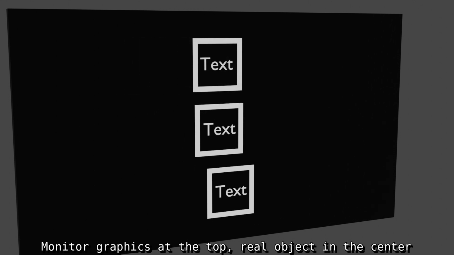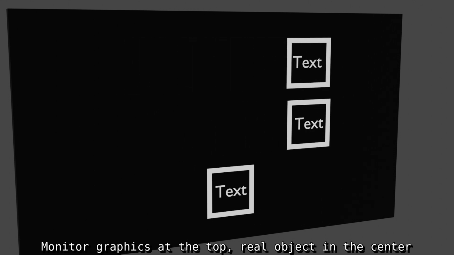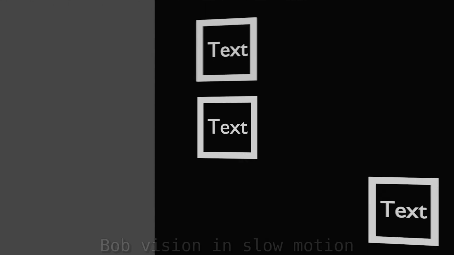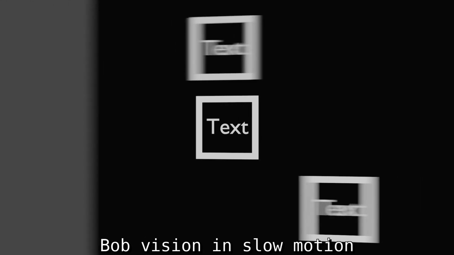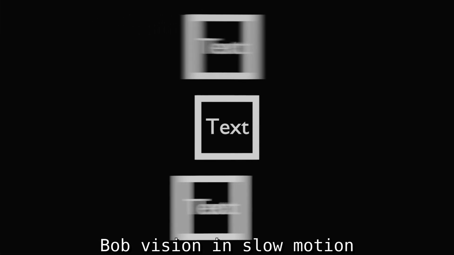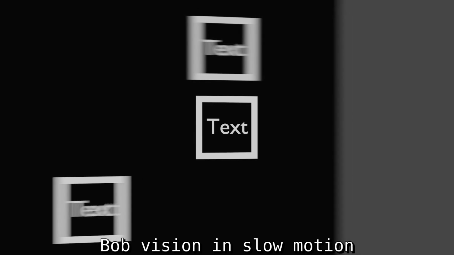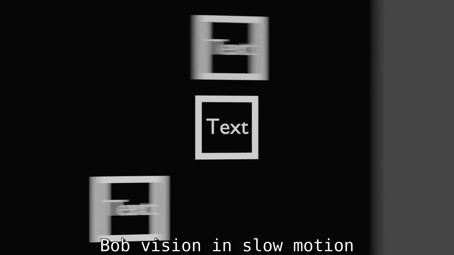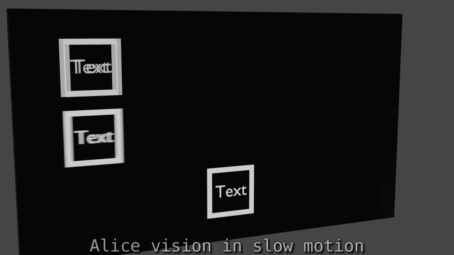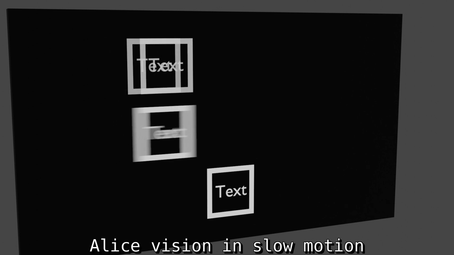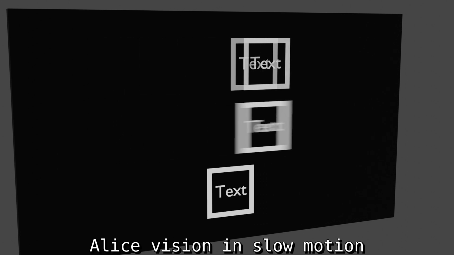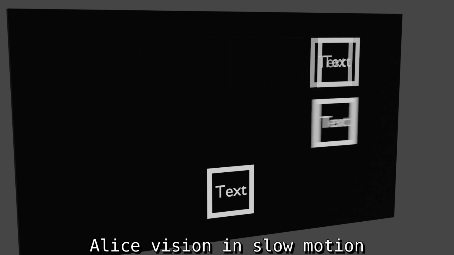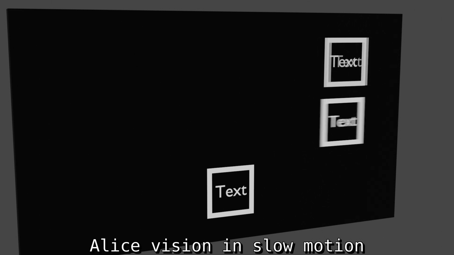Let's watch again how Alice and Bob are perceiving their world. The result might be unexpected. While the real-world object in the center is still sharp, the virtual object at the top is blurry. For Alice it is a different story. She sees the moving text multiple times, even though only one object should exist. What happened, and how is this possible?